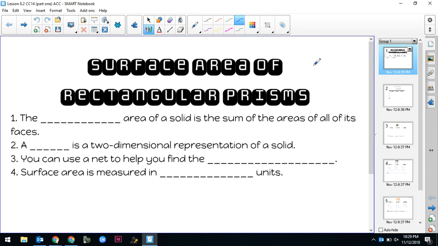Today we're going to talk about surface area of rectangular prisms. The notes packet you received is for today and tomorrow. So we're not doing the whole packet today. We're focusing just on rectangular prisms.